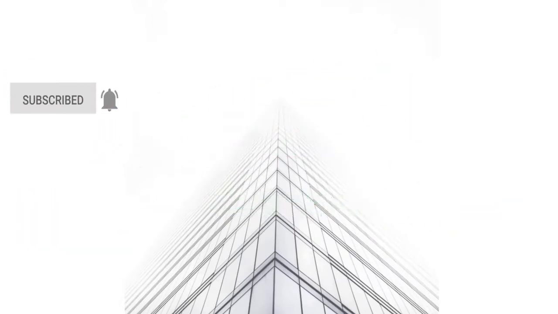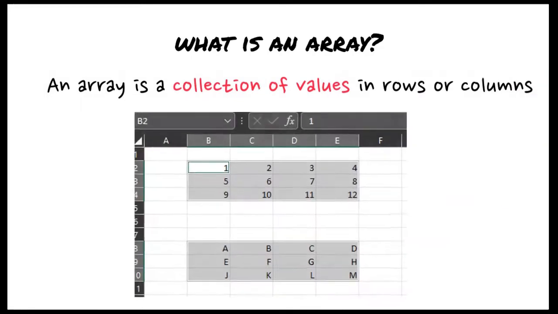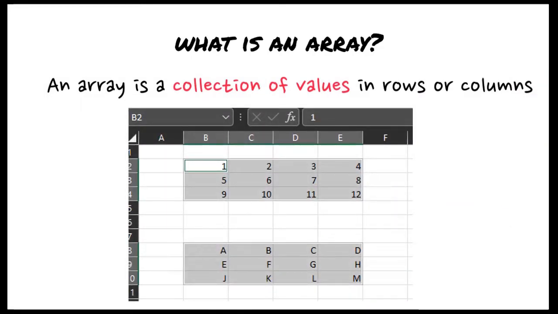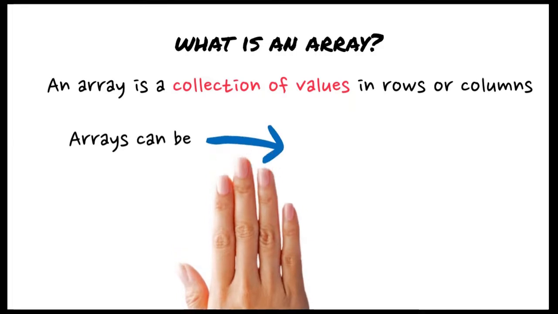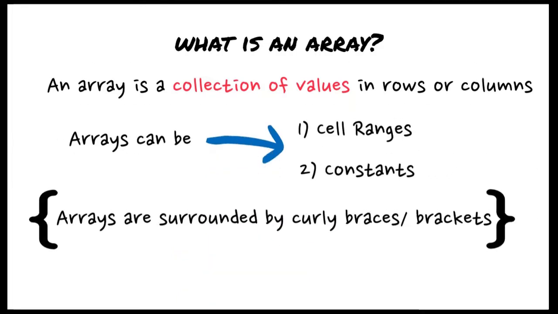An array is a collection of values in rows or columns. Arrays can be constant or cell ranges, and they are surrounded by curly braces or brackets.